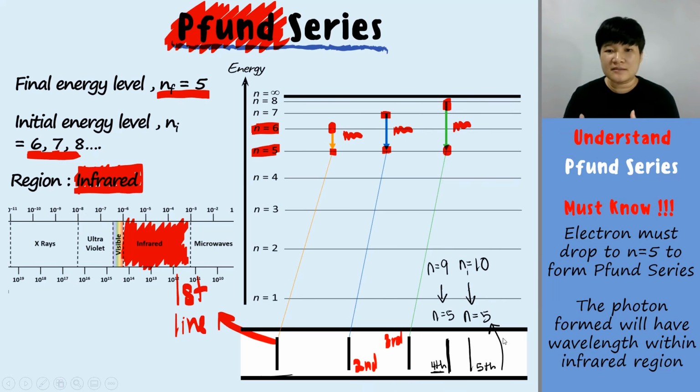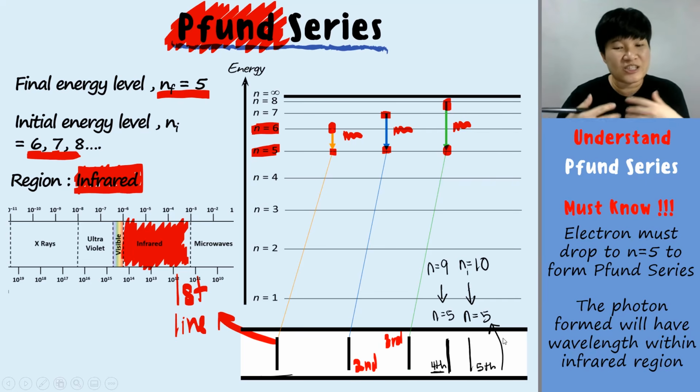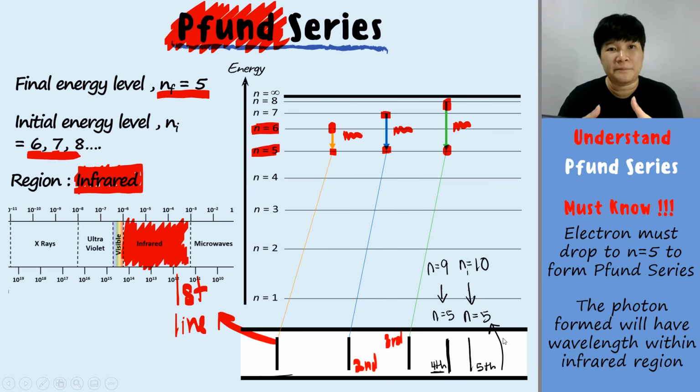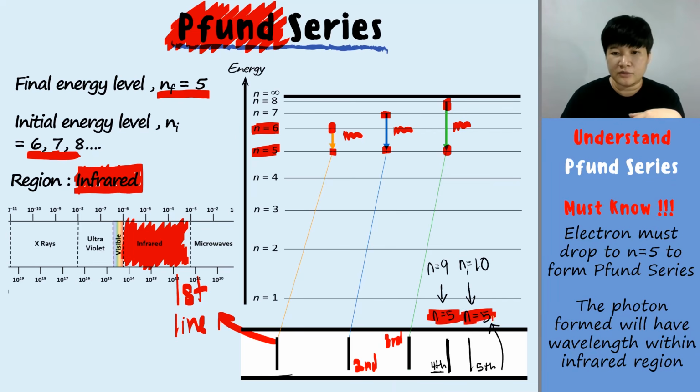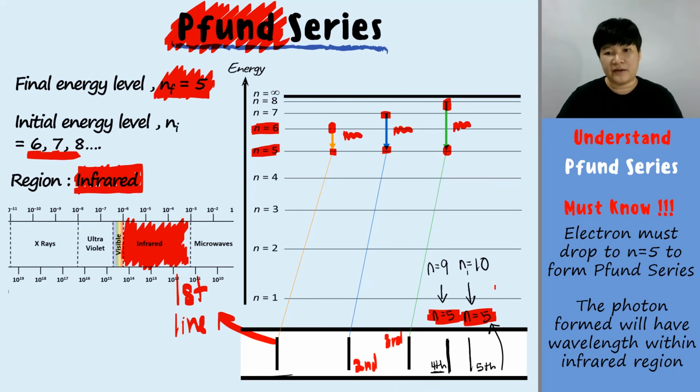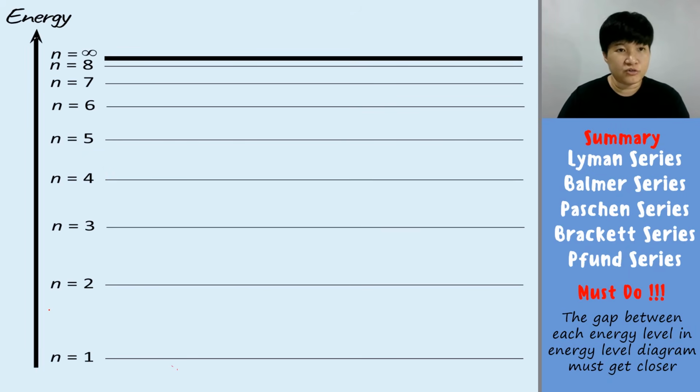Alright, look at that. So that is the little trick to identify the transitions that produce the lines in the line spectrum for a certain series. But you must make sure you know the n final. So the n final for the Pfund series is n equals 5. So you can work out the fourth line must be from n equals 9 because 5 plus 4. The fifth line must be from n equals 10 dropping to n equals 5 because 5 plus 5 is 10.